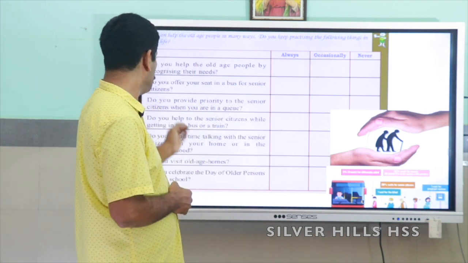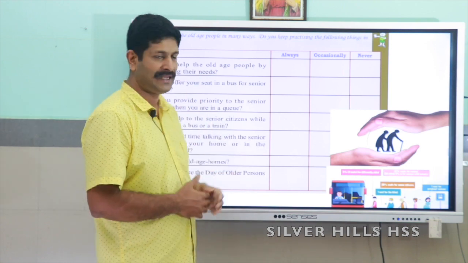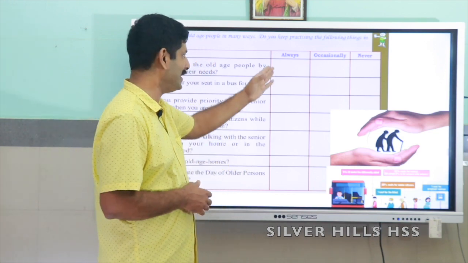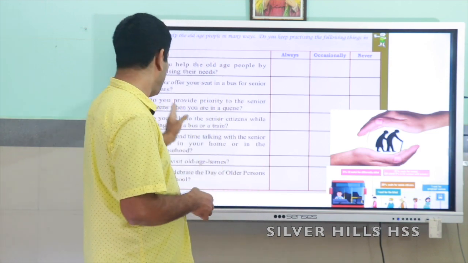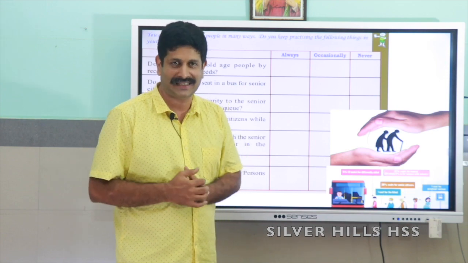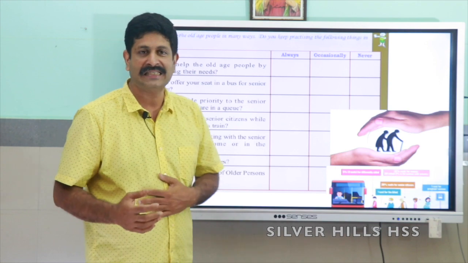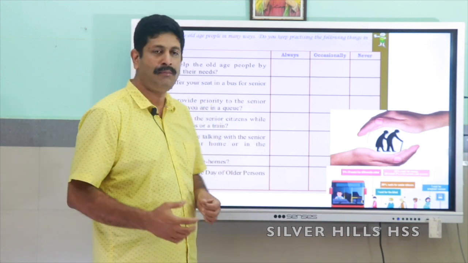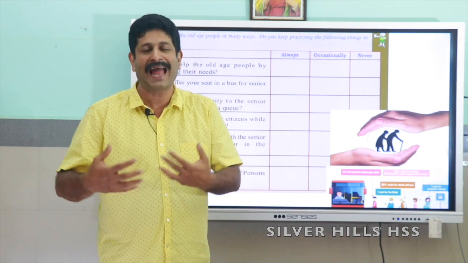Now the second one is, do you offer your seat in a bus to an old age person? You can write always, occasionally, never. And the third one is, do you provide priority to senior citizens? Likewise, do you help the senior citizens in any ways? Do you spend time talking with your old parents or your grandparents?